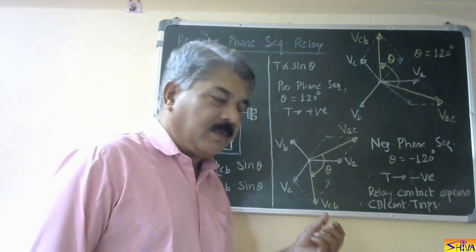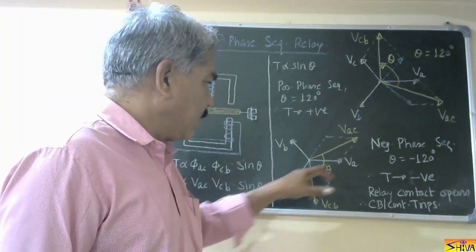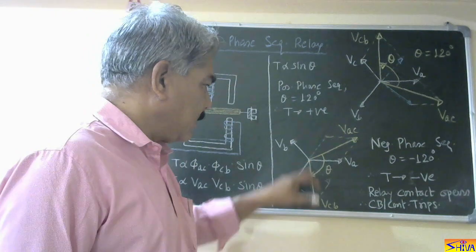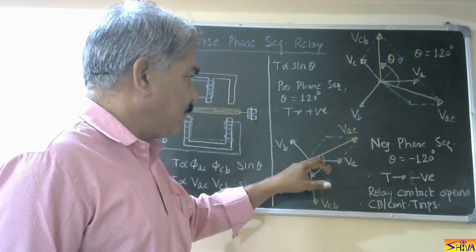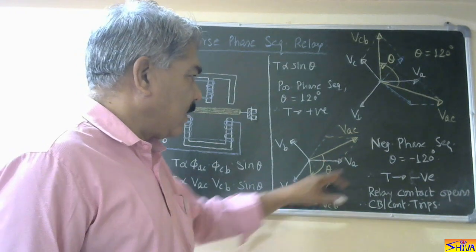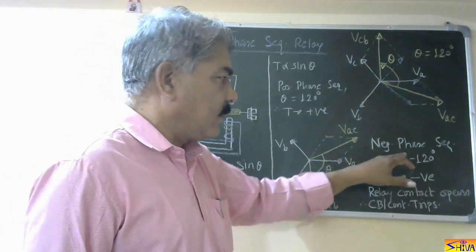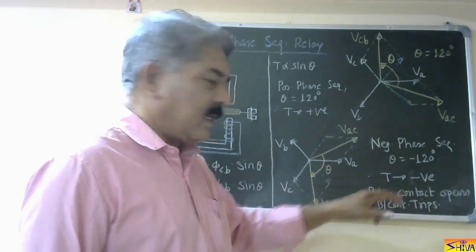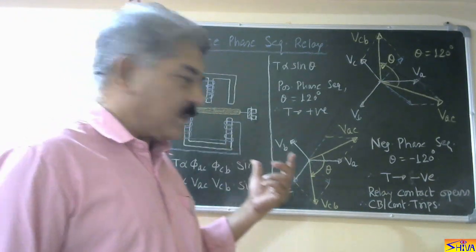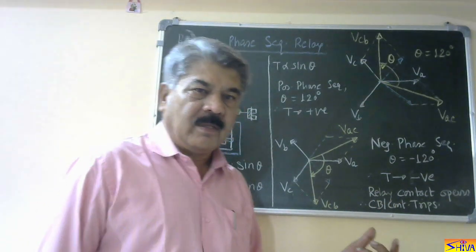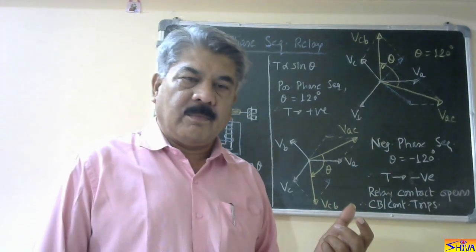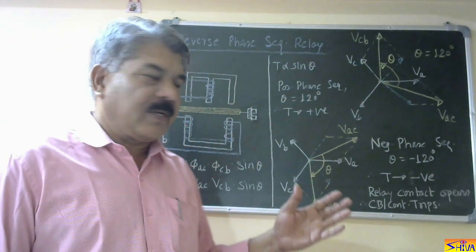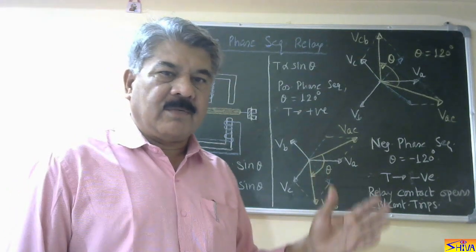Now let us see what happens when phase sequence is reversed. This is VA. Now the phase sequence is reversed. This is VC. This is VB. This is VAC. This is VCB. With respect to VAC, theta is negative, that is theta is minus 120 degrees. So when the phase sequence is reversed, theta is minus 120, hence torque becomes negative. When torque becomes negative, this contact opens and the circuit breaker or contactor trips. So the motor cannot be connected to the supply and cannot run. This is how we provide protection to the motor against reverse phase sequence.